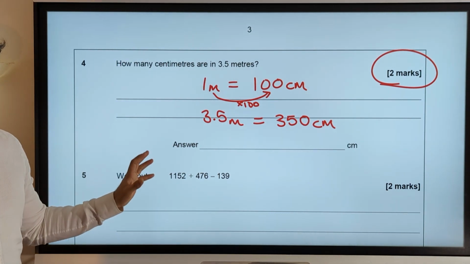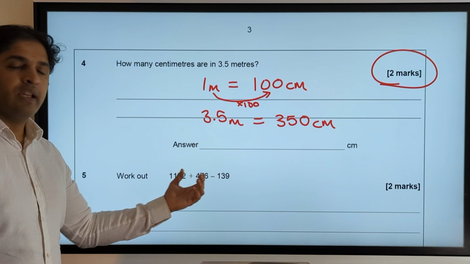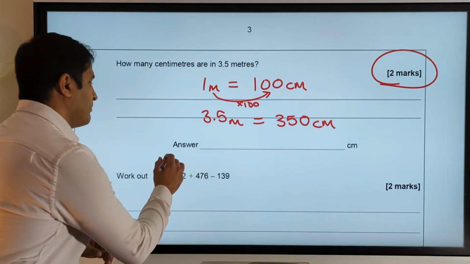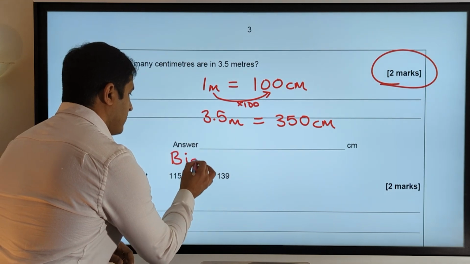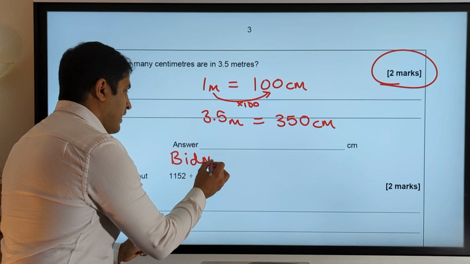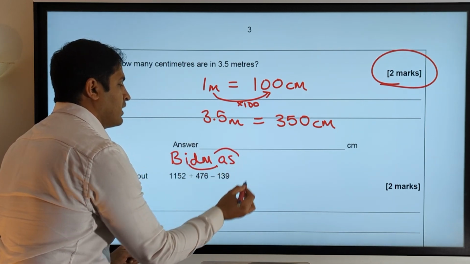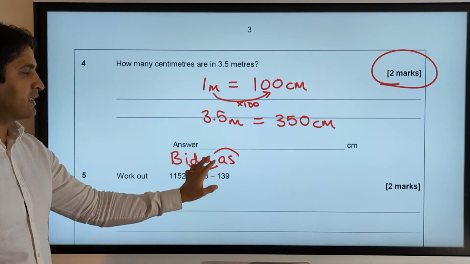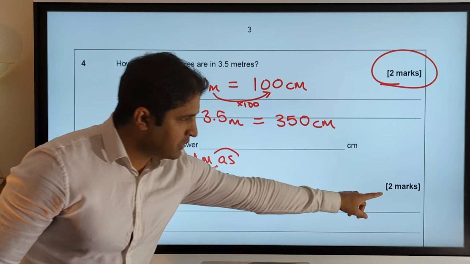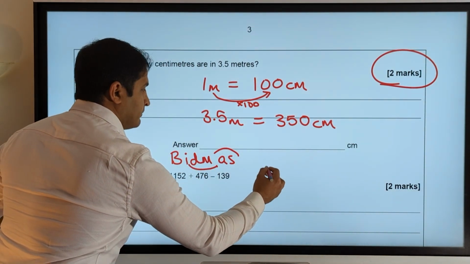Work out simple add and subtract, okay? If you had to do multiplication or division, you can use BIDMAS, but here, even if you use BIDMAS, you can add or subtract in any order. That's what happens in BIDMAS, okay? Brackets, indices, then division and multiplication are together, and add and subtract are together. So as long as you do add and subtract in any order, it doesn't matter. We're just trying to work out, and it's too much, so you can use the column method. Let's write it down.